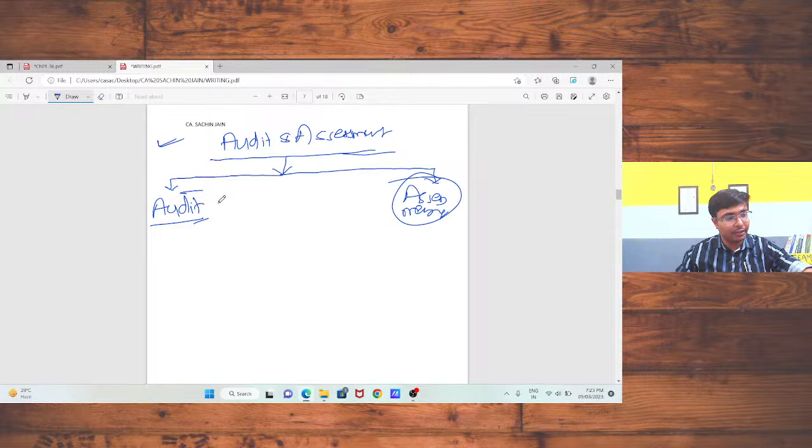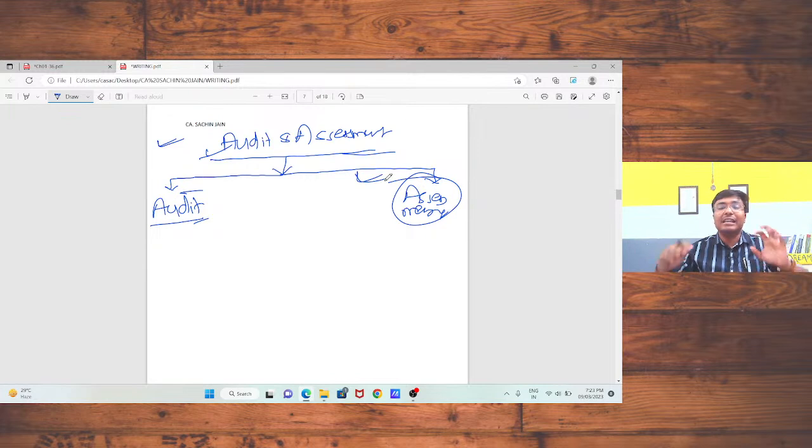Can anyone please explain the difference between audit and assessment? Yes, sir. Audit and assessment. This is a practical point from the litigation point of view also.